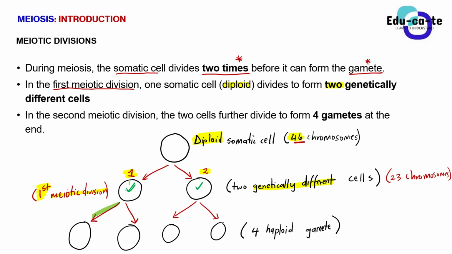Here it is. This cell number 1 splits and forms 2 cells. Even cell number 2 will split as well and form 2 cells.